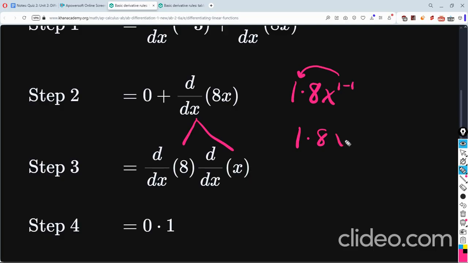1 minus 1 is 0, and of course x to the 0 is just 1, and 1 times 8 is just 8. So the derivative of 8x was supposed to be just 8. And here they broke it up into 2 different derivatives. So that is the incorrect step.